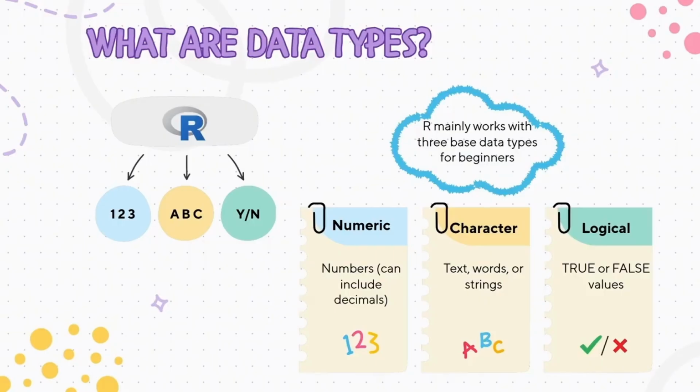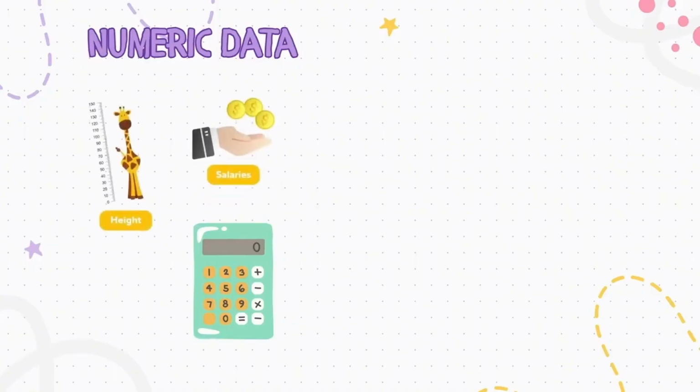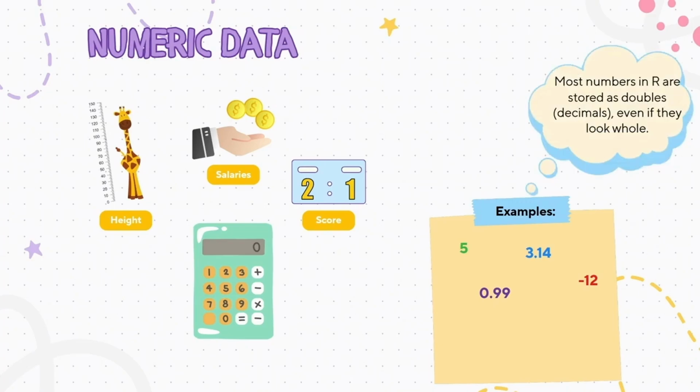So, first up, let's talk about numeric data. Numeric values represent numbers that we can calculate with, like heights, salaries, and scores in a game or a match. The examples of numeric data include numbers like 5 and -12, and also decimal values like 3.14 or 0.99. Most numbers in R are stored as doubles, which are decimal values, even if they look whole. So even a simple integer like 2 is conceptually stored as 2.0, and decimals like 2.2.